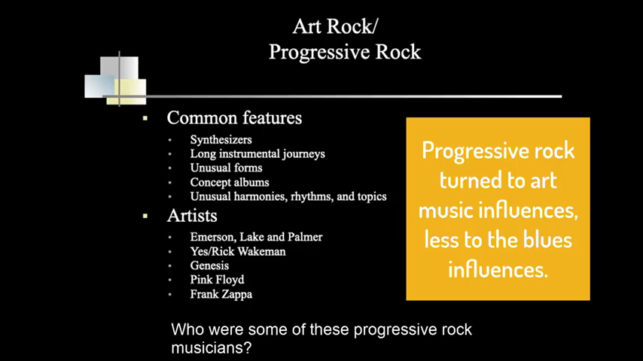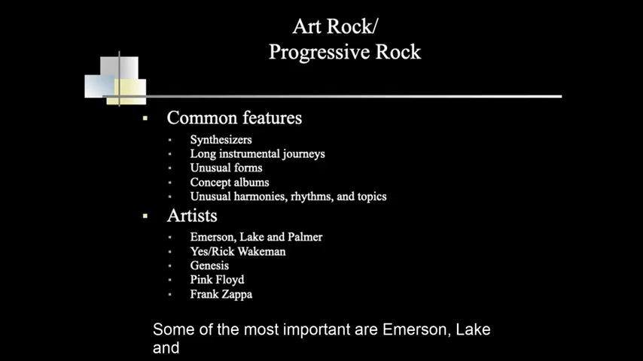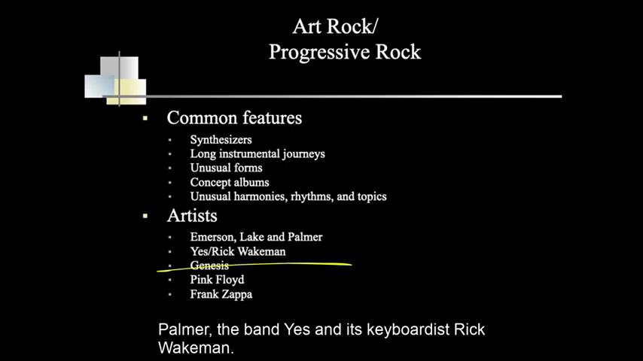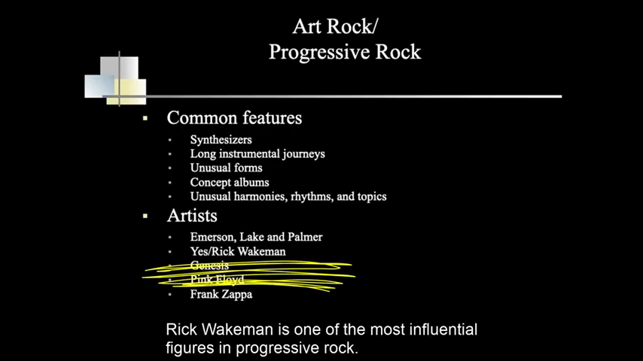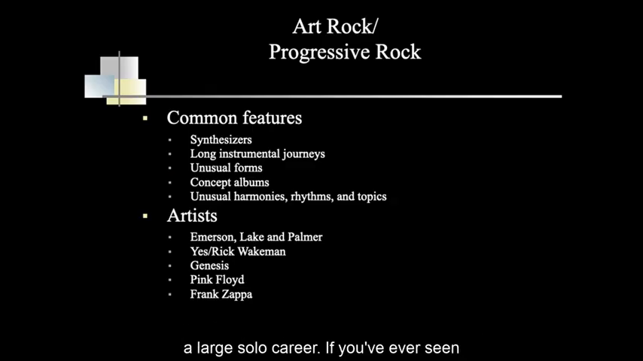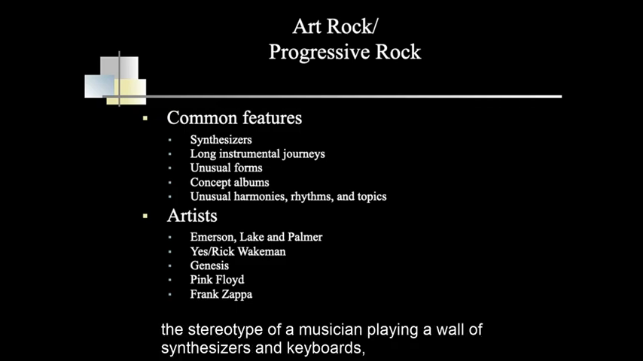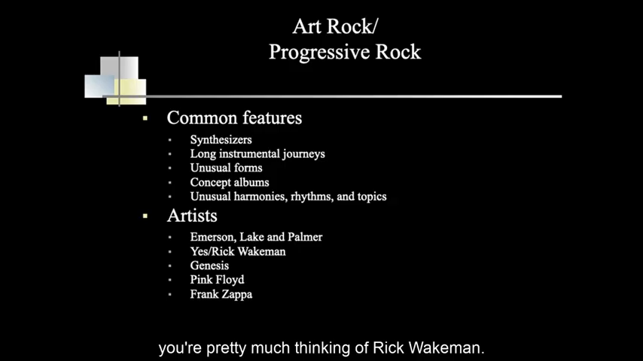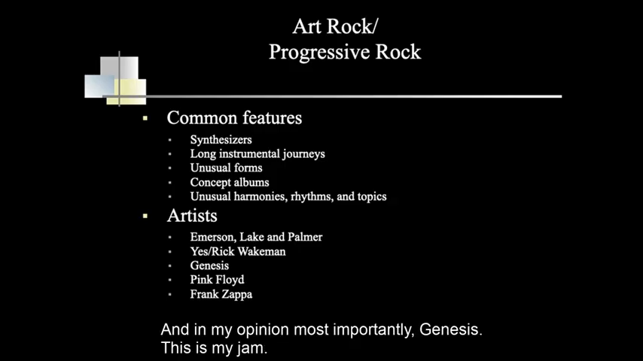Who were some of these progressive rock musicians? Some of the most important are Emerson, Lake and Palmer, the band Yes, and its keyboardist Rick Wakeman. Rick Wakeman is one of the most influential figures in progressive rock. He was the keyboardist for the band Yes, but also had a large solo career. If you've ever seen the stereotype of the musician playing a wall of synthesizers and keyboards, you're pretty much thinking of Rick Wakeman. And in my opinion, most importantly, Genesis.